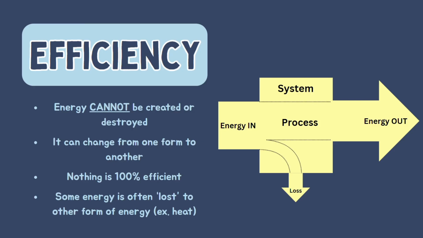Think of a light bulb. It gives off light, but it also gets hot. That heat is energy too, just not the kind you wanted. So remember, energy always goes somewhere, just not where you want it to. So as you can see here, there's some energy input and energy output. The energy output is less than the energy input because some of the energy is lost through forms of heat, sound, and light.